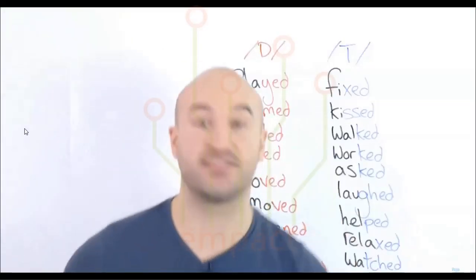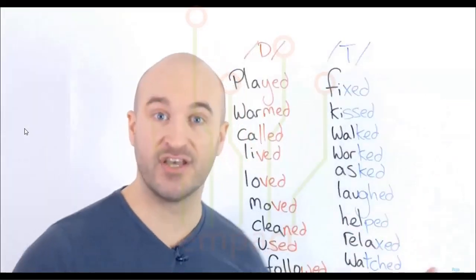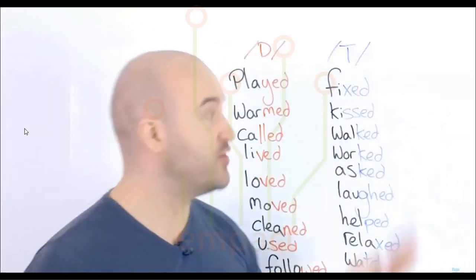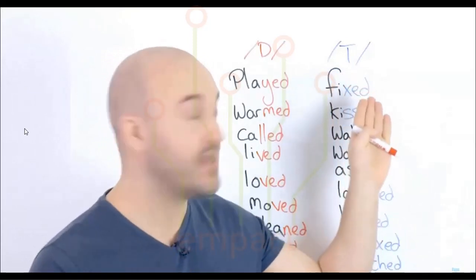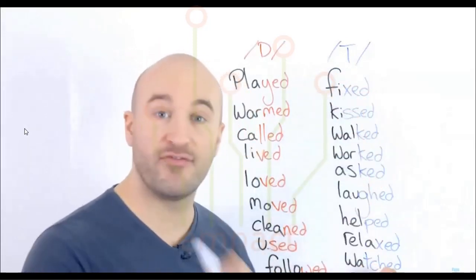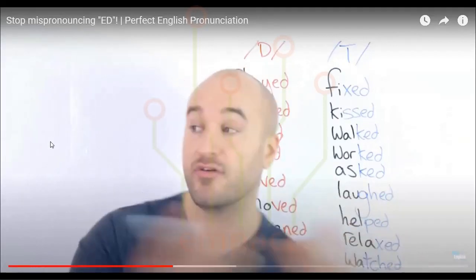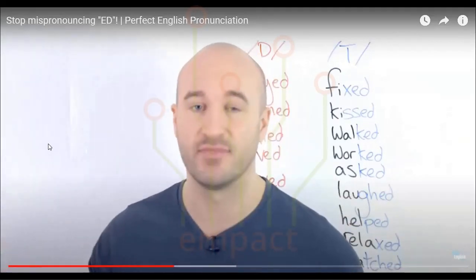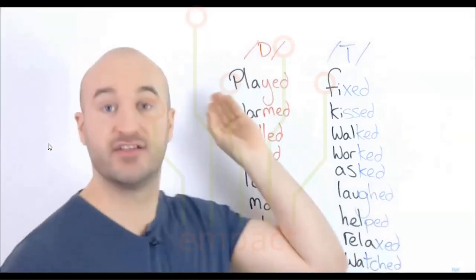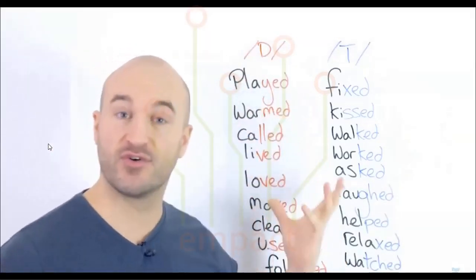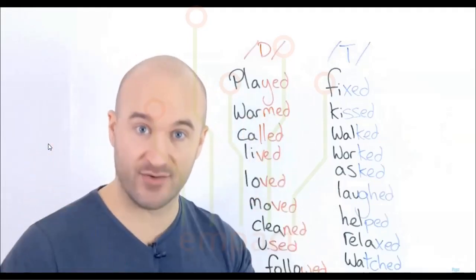when do I know which sound is which? The end sound changes how you pronounce the ED. You pronounce this as a T if the end sound of the verb is what's called an unvoiced sound or a voiceless sound. It means the same thing. And these all have a D sound when the end sound of the verb is what's called a voiced sound.